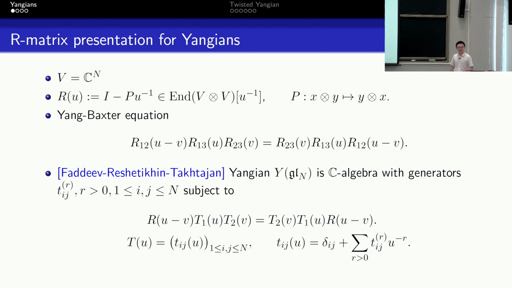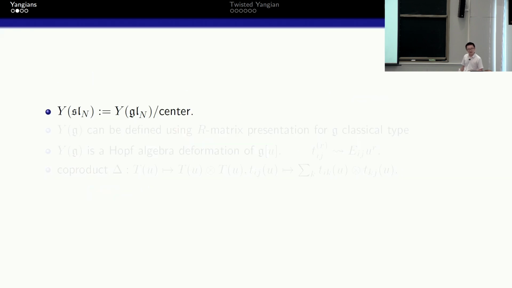The Yangian is an algebra with generators T_ij^(r) subject to the following relations. Here you write these generators in a generating function and put them in a matrix. Then the defining relation is given by this RTT relation. You can look at the entries for each pair and get a bunch of defining relations, and this is a compact way to write them. The Yangian for sl_N is just the quotient by the center.